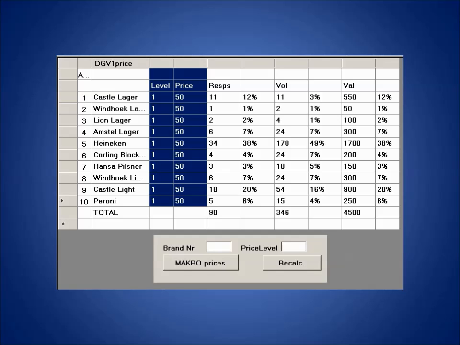Before I start changing these things, I want to show you this little doodah at the bottom, where you'll see macro prices. Well, I put that in. It will give you a direct link into the macro database so that you can see at what prices these things are selling in the real market.